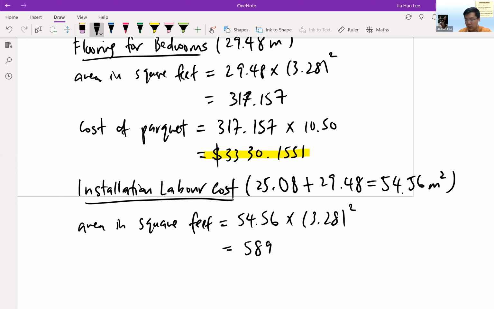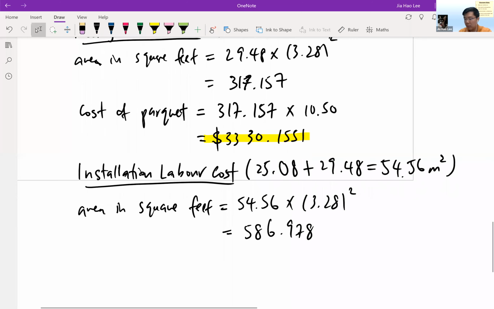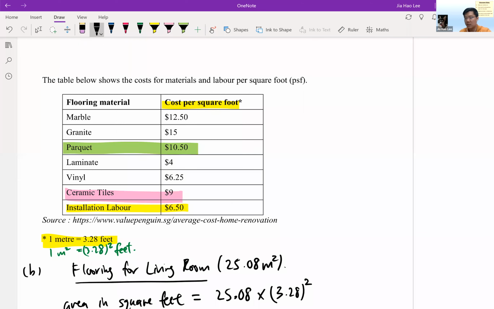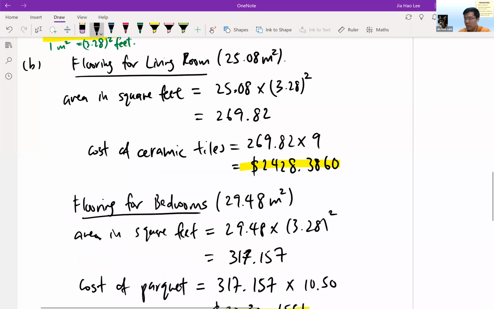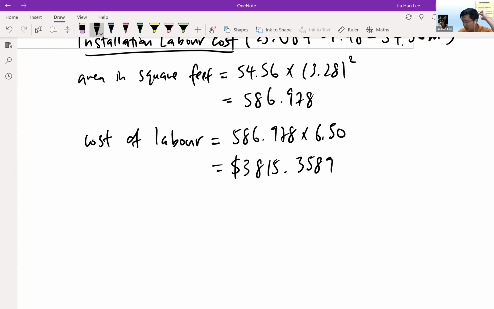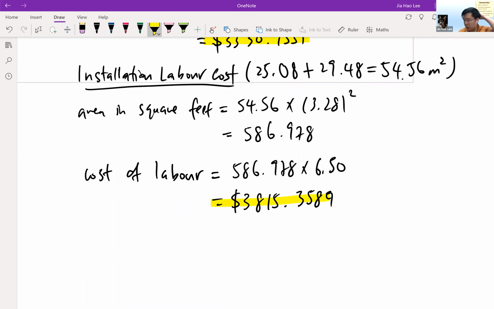And then after you get this number, 586.978, you want to multiply by the labor cost to be able to calculate what it might cost you, right? So cost of labor. Let's go back to the table. The table says that installation labor is at $6.50 per square foot. So I'm going to multiply by $6.50. 586.978 times $6.50, I get 3815.3589.